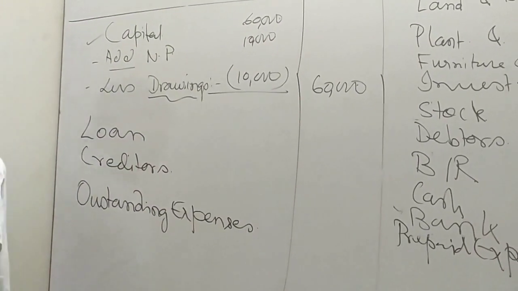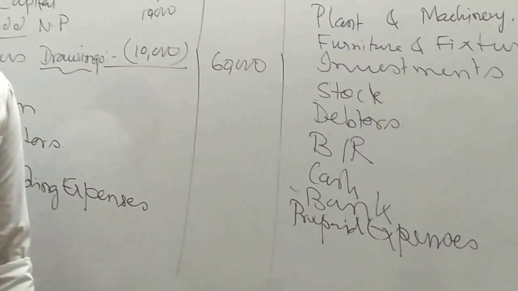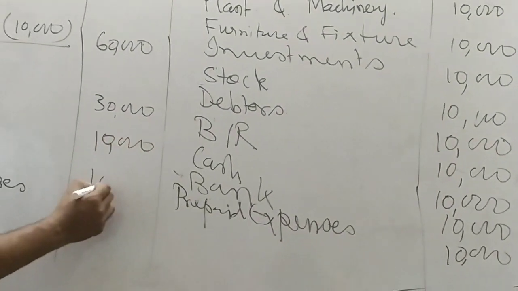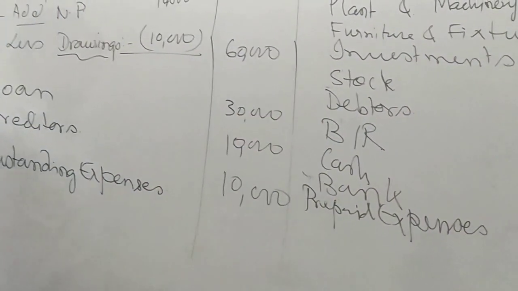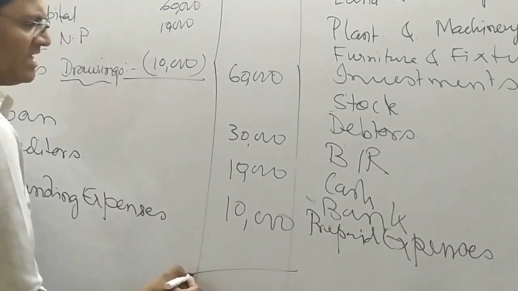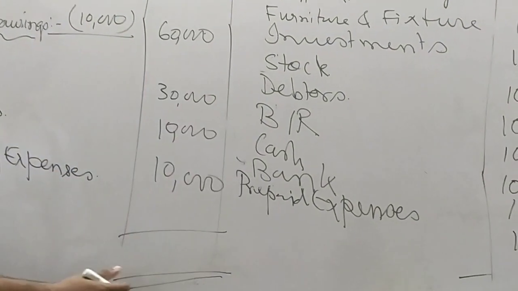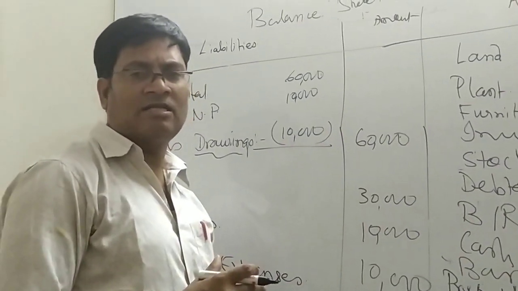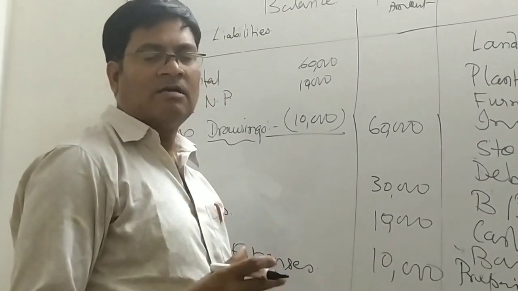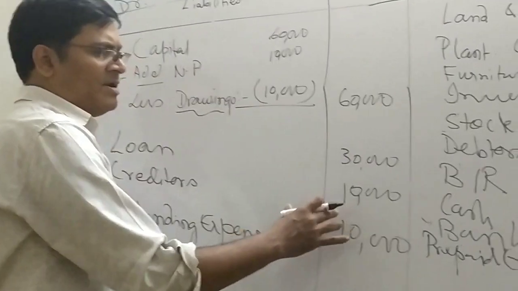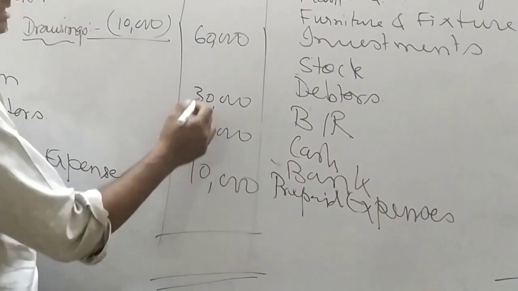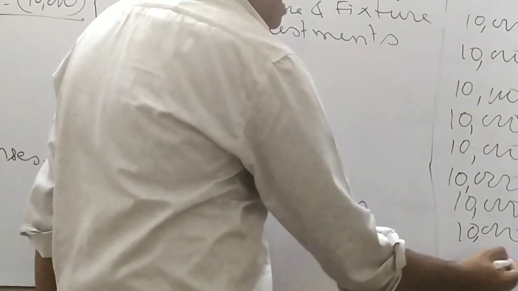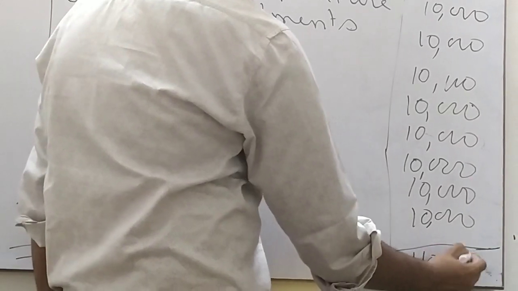Next is loan. Loan is given as 30,000, and creditors 10,000 and outstanding expenses also 10,000. Here ends our balance sheet. If we total this, we will see that the total on both sides comes the same, which depicts the double entry principle. That means the debit side is always equal to the credit side. It is also checking our arithmetical accuracy. The total is coming 1,10,000, and if you add the asset side, this is also 1,10,000. So this is our balance sheet.